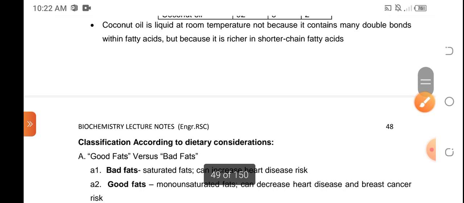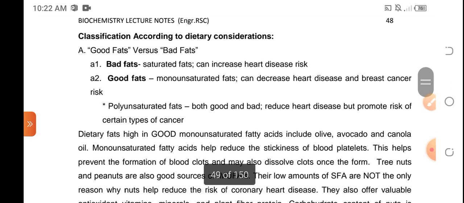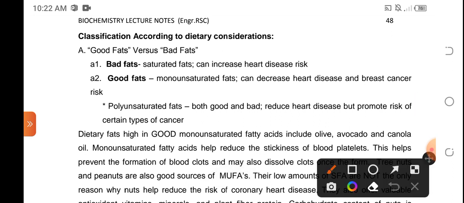Okay? Now, another classification according to dietary considerations. We have what we call good fat and bad fat. Okay, pag sinabi nating bad fat, we have saturated fat. So, pag sinabi natin ulit saturated, it has carbon-to-carbon single bond. Okay?